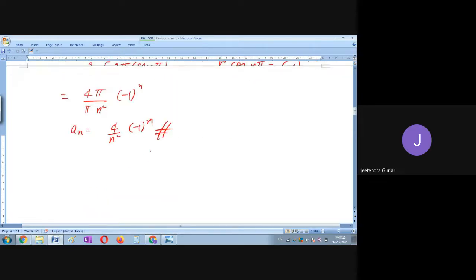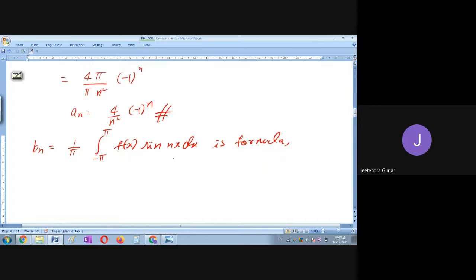So quickly you can go for bn. So bn is equal to 1 upon pi, same thing, integral minus pi to pi f of x sin nx dx is the formula. Please remember this, friends. So go on substituting. You can also say that x square is an even function, so that bn is equal to 0.